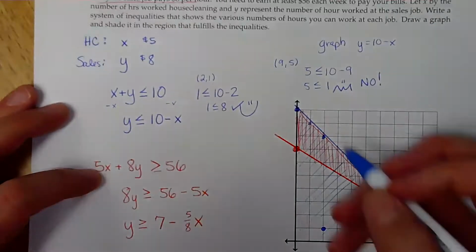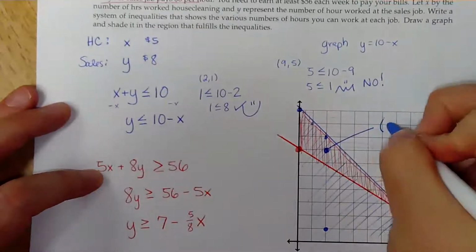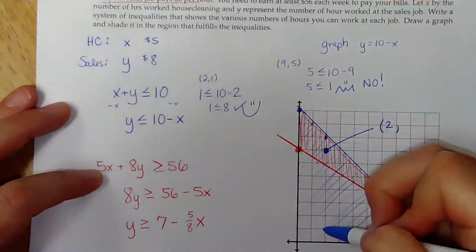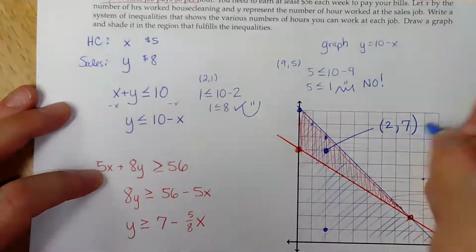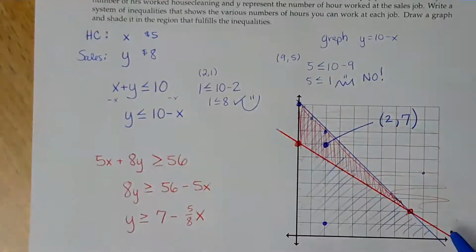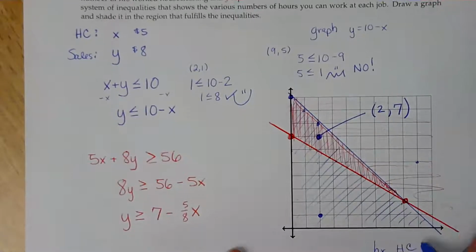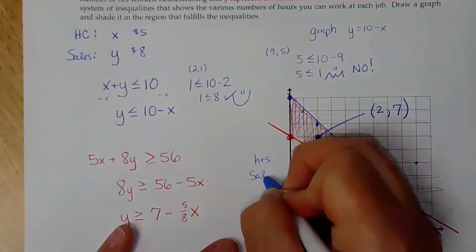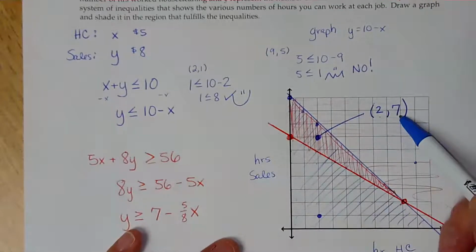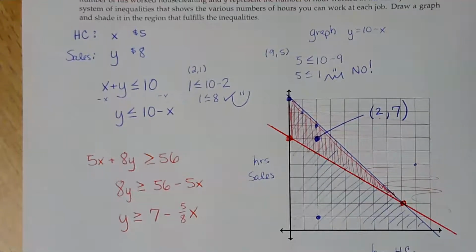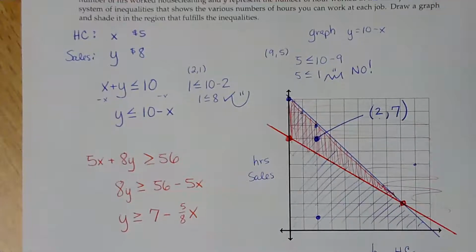All right, so let's pull a point out of this region. So this point right here is 2, 2, 3, 4, 5, 6, 7. Okay, so on my x-axis, I have the hours house cleaning, and this is the hours in sales. So if I do 2 hours house cleaning and 7 hours sales, then I should be able to meet both of those criteria. So any points that fall in this region they have in common are going to satisfy those inequalities.